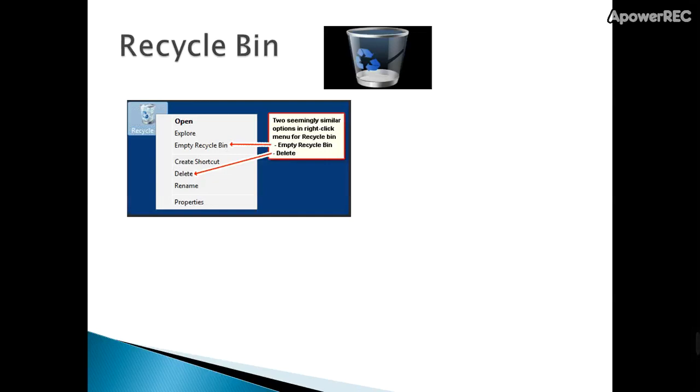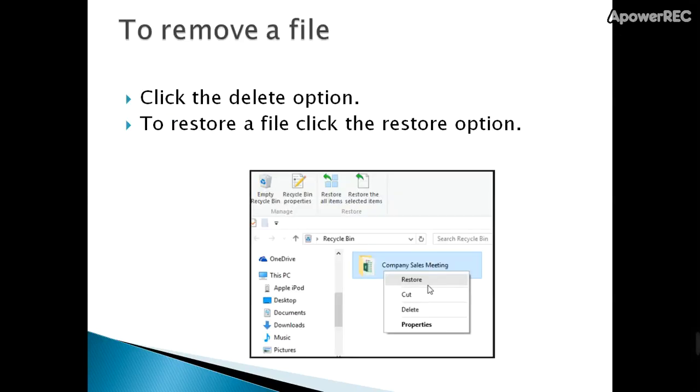Then we come to the recycle bin. I told you the recycle bin is a folder. Whatever we delete from our system goes into the recycle bin. So this is the icon of the recycle bin, and there are two options given when we right click on the recycle bin.